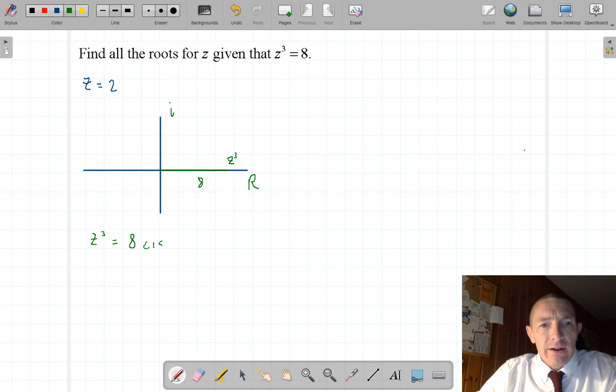CIS, cosine i sine, 0. Now that's the first step. I've written it in CIS form. So the real part, the modulus, and the argument.